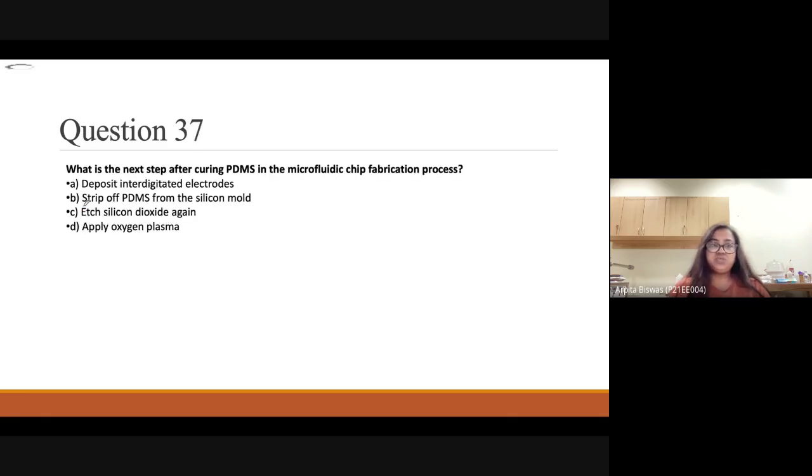Okay. So next, moving to question number 37. What is the next step after curing the PDMS in the microfluidic chip fabrication process? The first option is to deposit the interdigitated electrode. The second option is to strip the PDMS from the silicon mold. The third option is to etch the silicon dioxide again. And the fourth option is to apply oxygen plasma. So the right option is option B. Strip off the PDMS from the silicon mold.